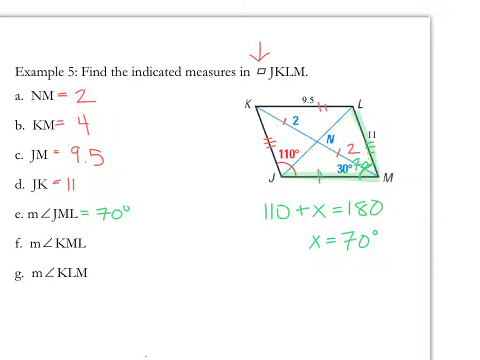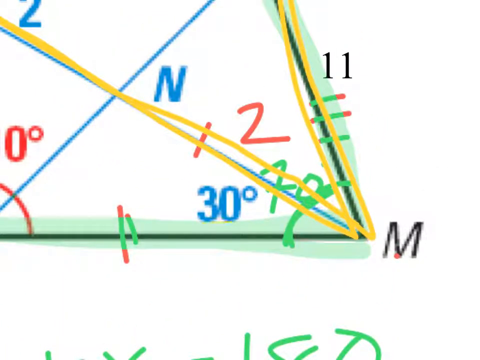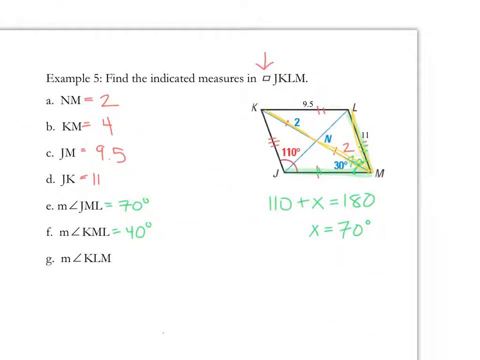So that's 70. And KML, well, if this bottom one is 30 and the whole thing is 70, the top one has to be 40. So let me see if I can highlight that for you. KML. So if I look, this half is 30, so then if the whole thing is going to be 70, then the top has to be 40.